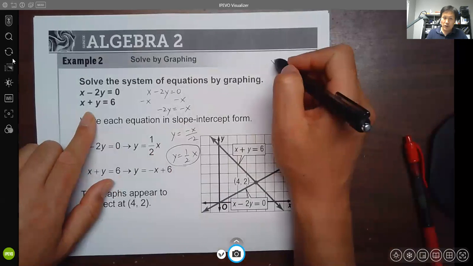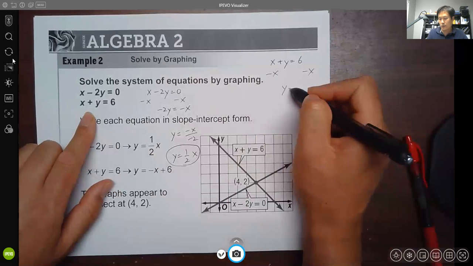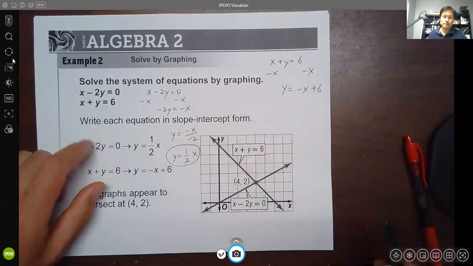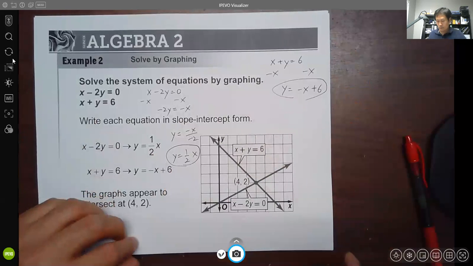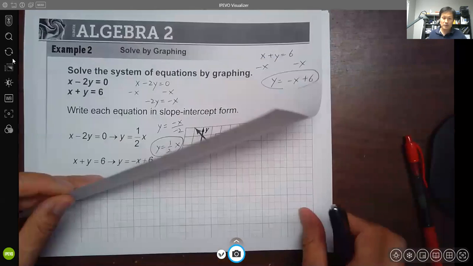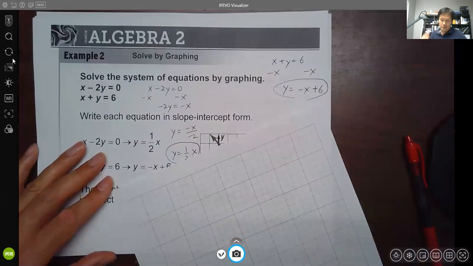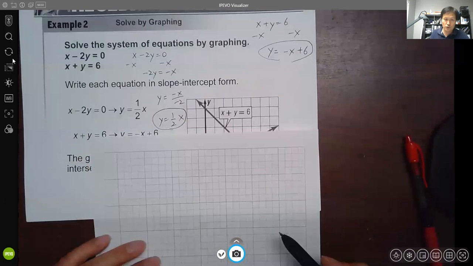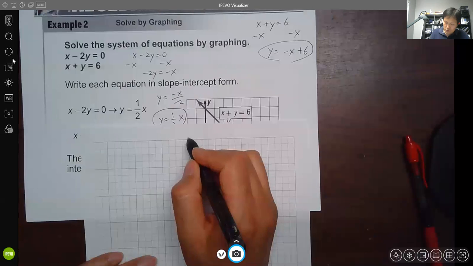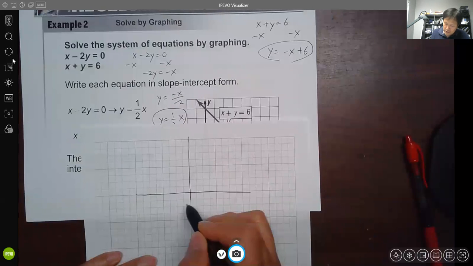Second equation, x plus y equal to 6, solve for y. Minus x, y equal to minus x plus 6. Okay, so you solve for y. You need to graph it. So I printed out graphing paper. You can print one out from Google. Here's the x-axis, here's the y-axis.